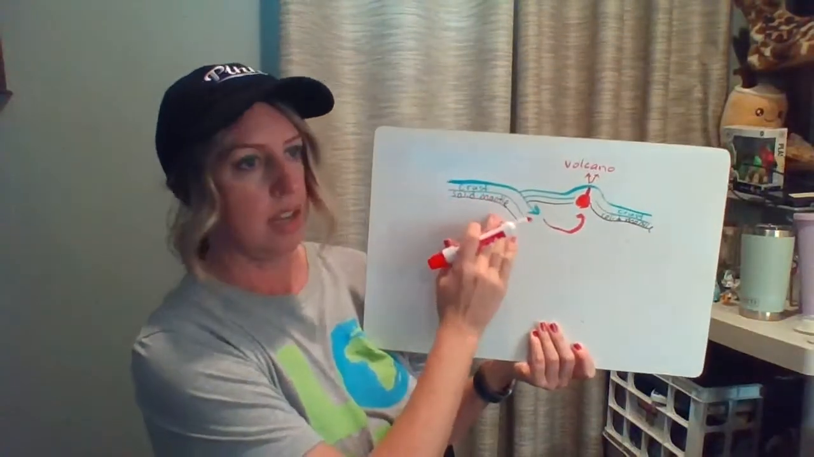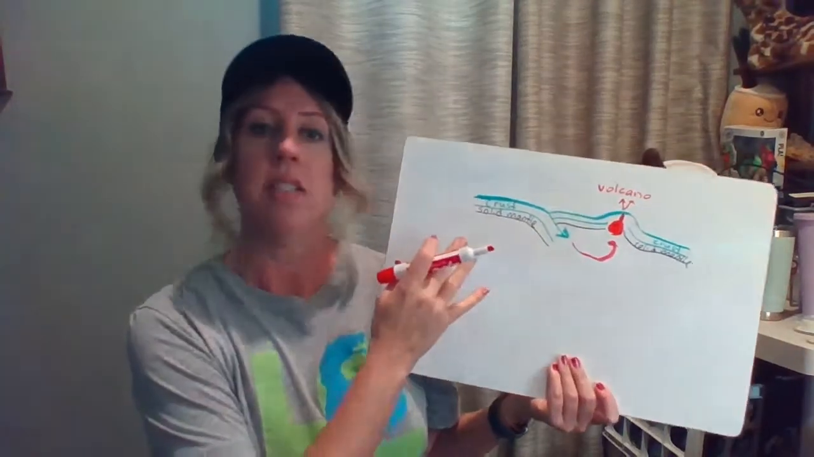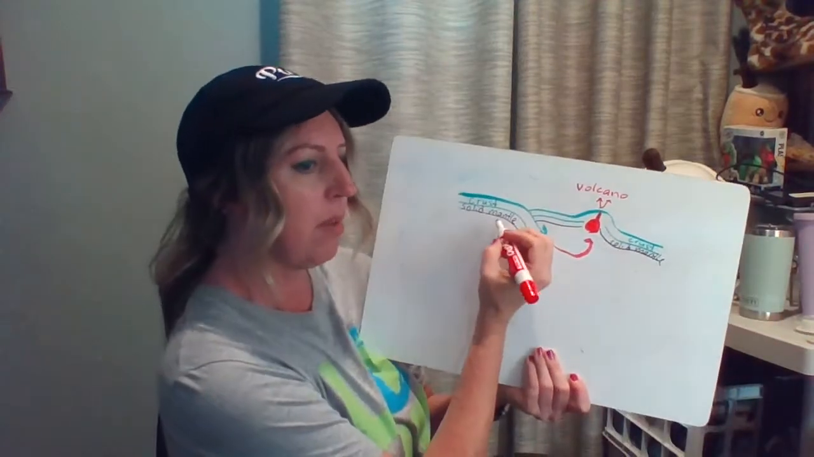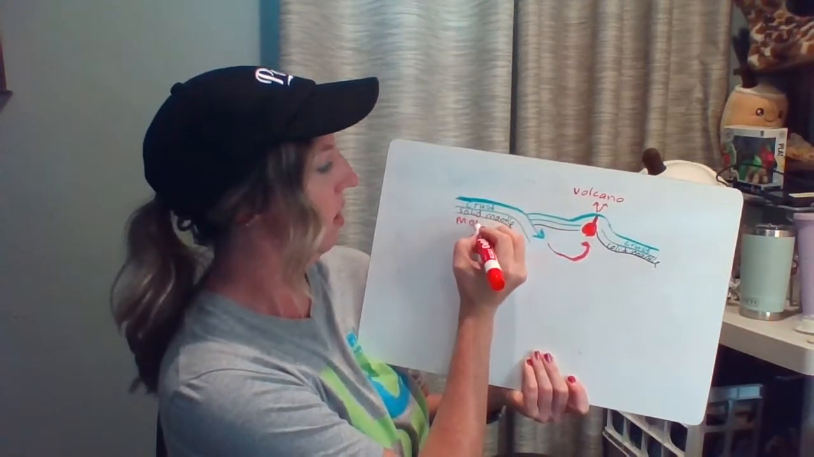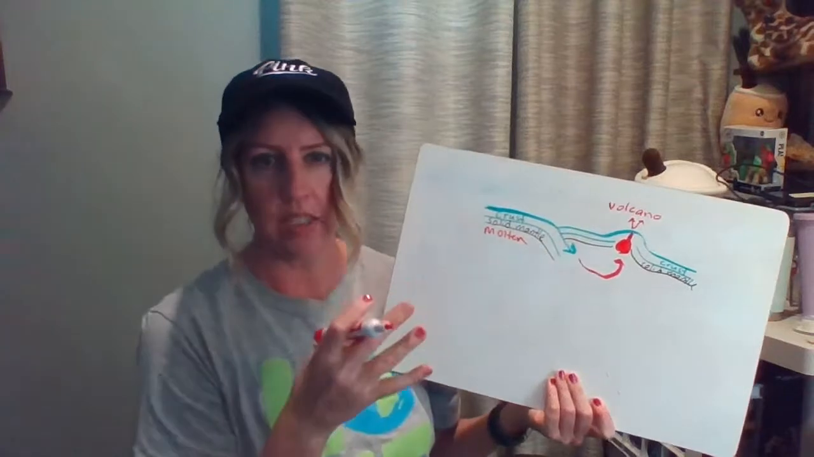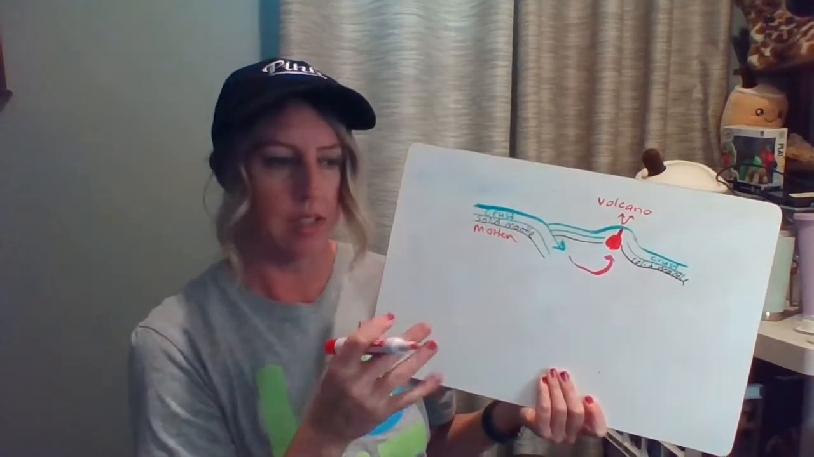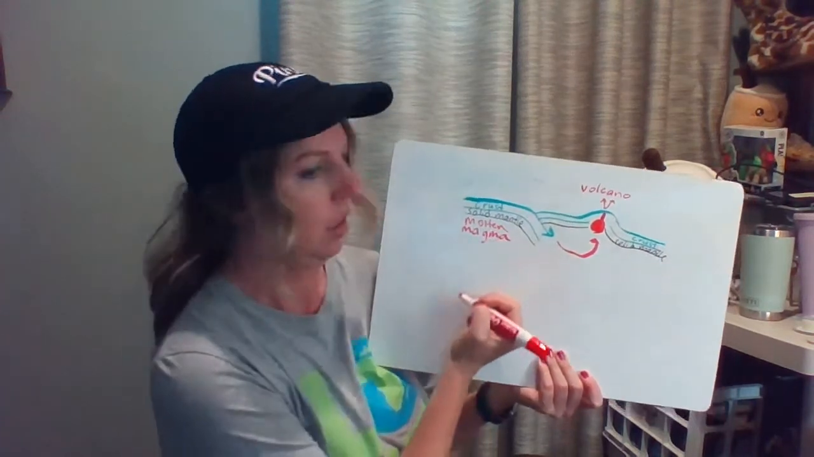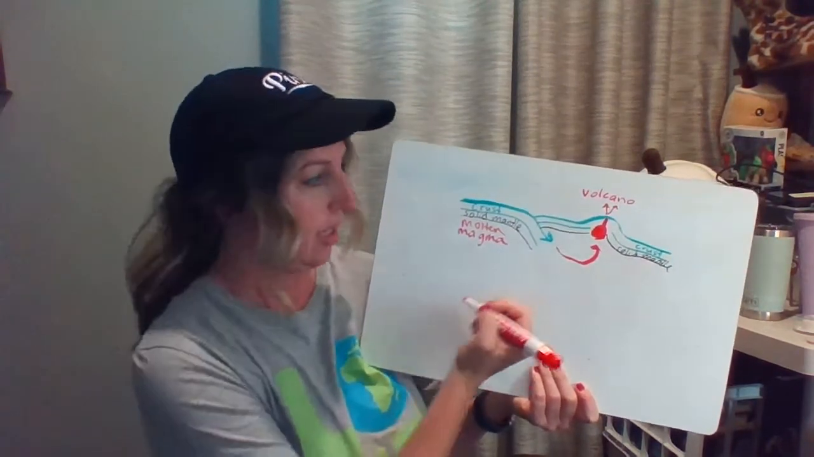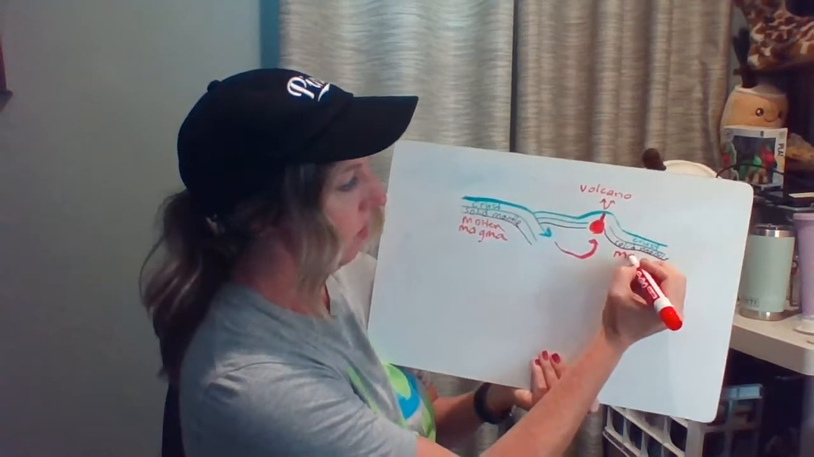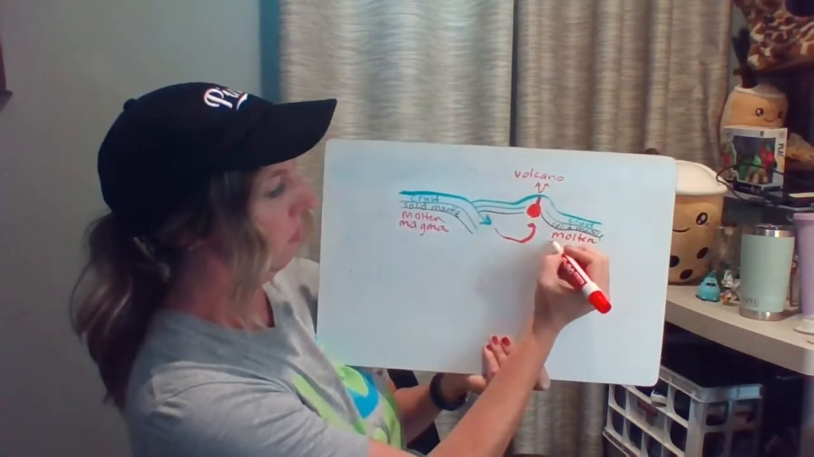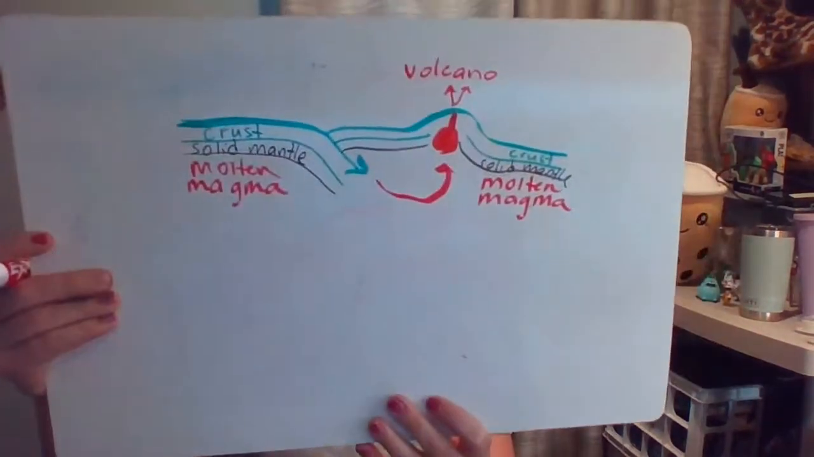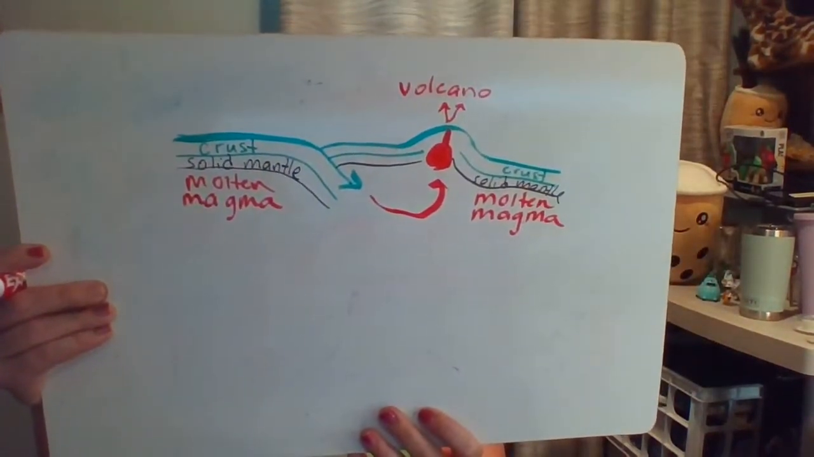All right, underneath this solid mantle is where the crust and the upper part of the mantle are starting to melt. So this is going to be the molten, meaning it's not quite solid, but it's not quite liquid, it's in between. So it's going to be molten magma of the mantle. And the same thing, this is going to be molten magma. So go ahead and draw that to your picture.